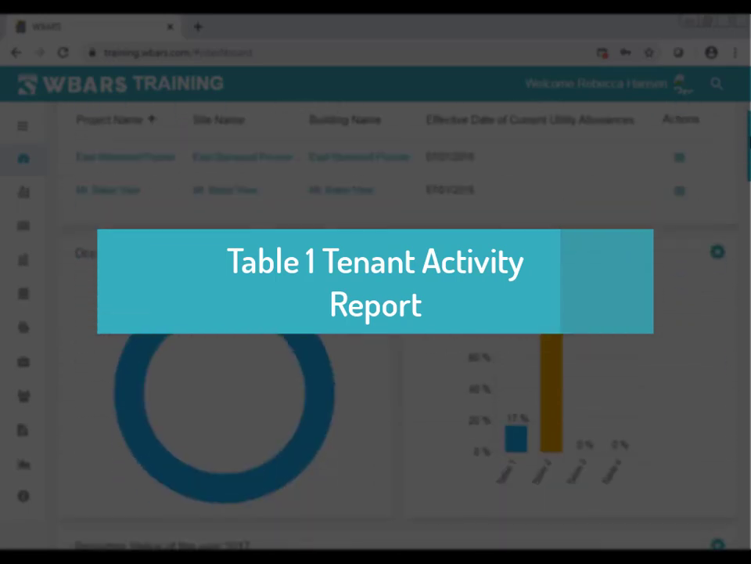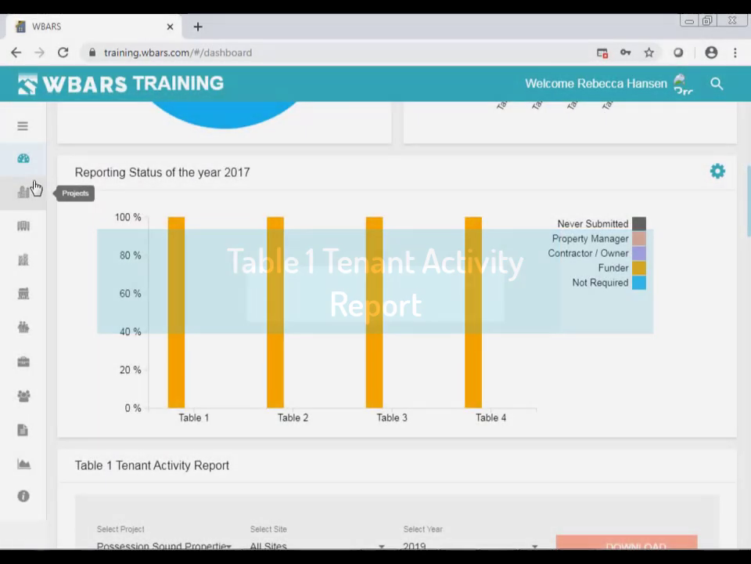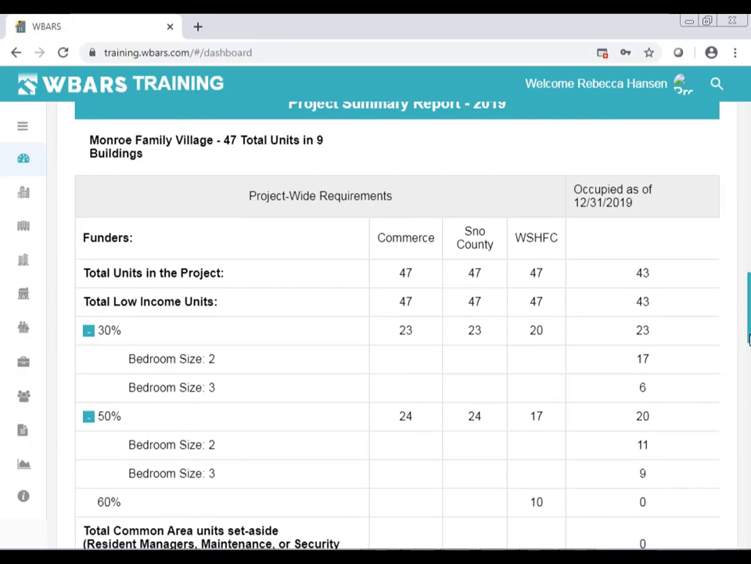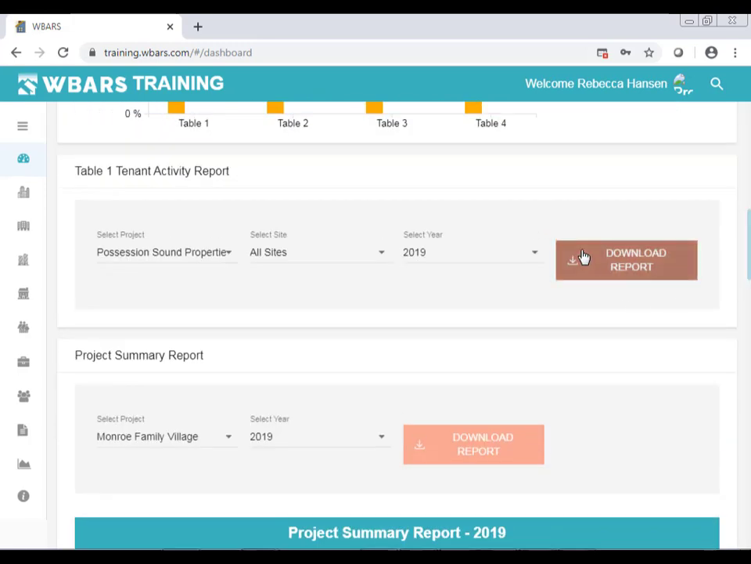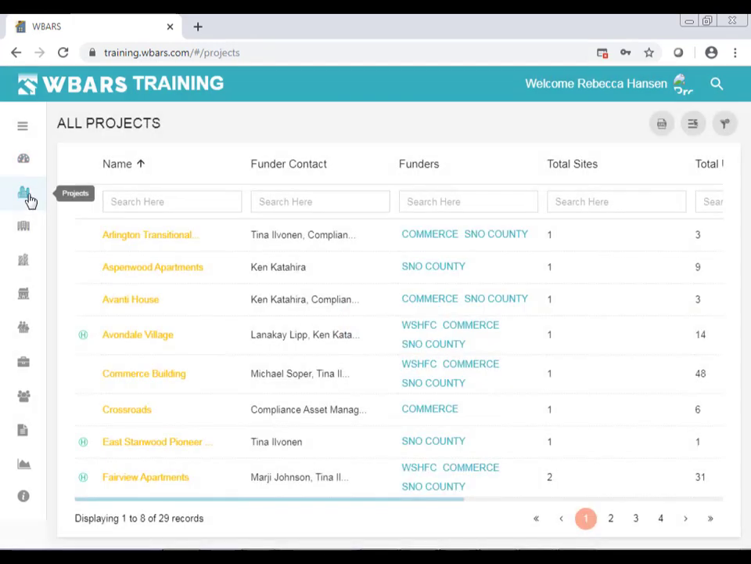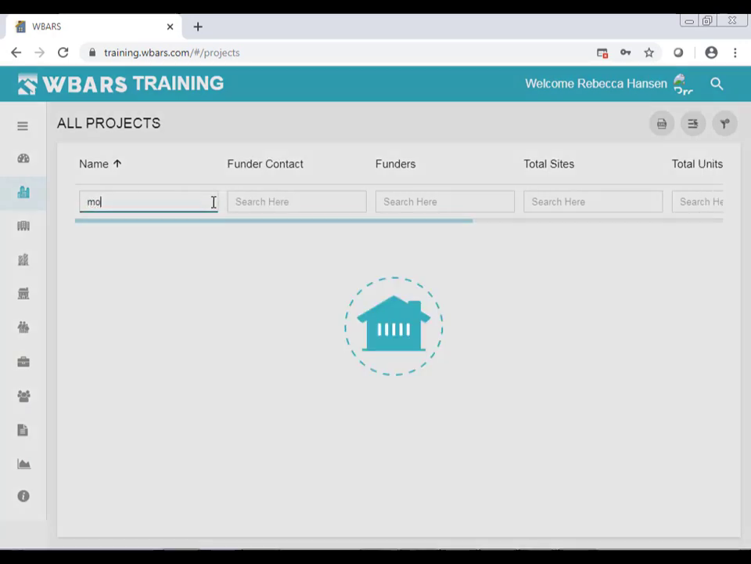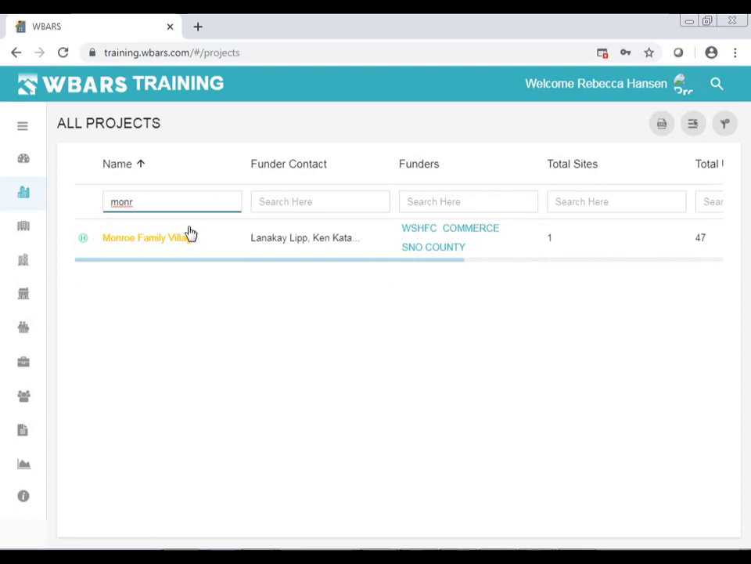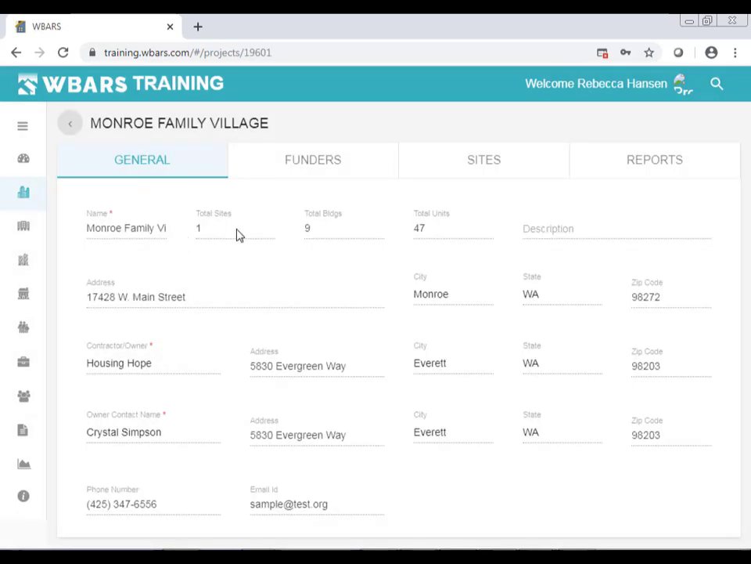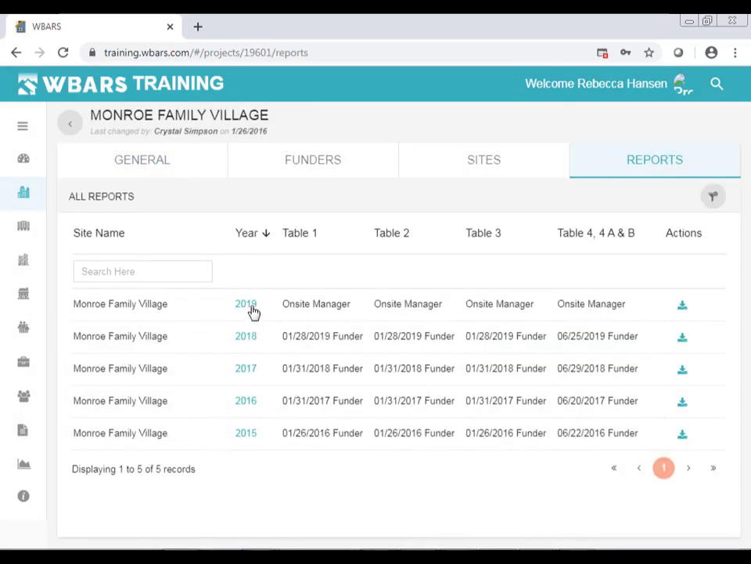So to get to our Table 1, again, we could pull it from here. We could pull it from this area, or we could go into projects. And I'm going to choose to go into projects, put in my property name, and when that comes up, I'm going to go to my reports. I'm going to pull my 2019, and right now I can see it's at the on-site manager level. That is the same level that I am signed in on, so I could make edits if I needed to.